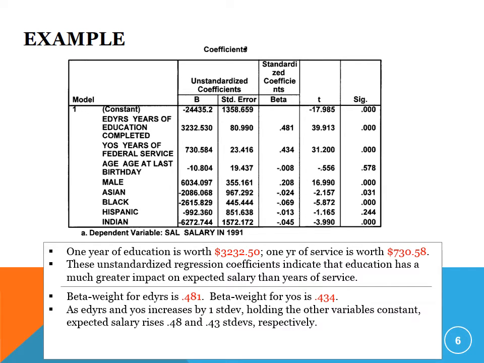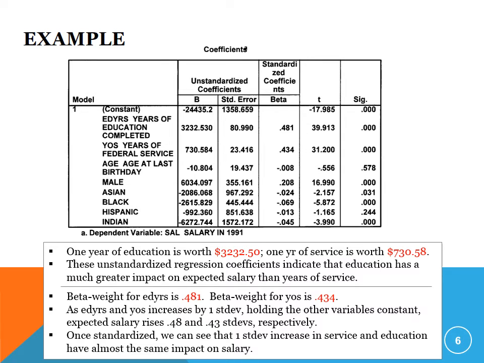And so let's interpret this, the way that we just learned how to interpret in the previous slide. As years of education and years of service increase by one standard deviation, holding all the other variables in this model constant, expected salary increases by 0.48 and 0.43 standard deviations respectively. Okay? So once these variables have been standardized using the beta weights, we can see that one standard deviation increase in service and education have almost the exact same impact on salary. Initially, based on the regression coefficient, we would say education has a much stronger impact on salary. But based on the beta weight, we can see that education and service years, your service experience, are about the same.